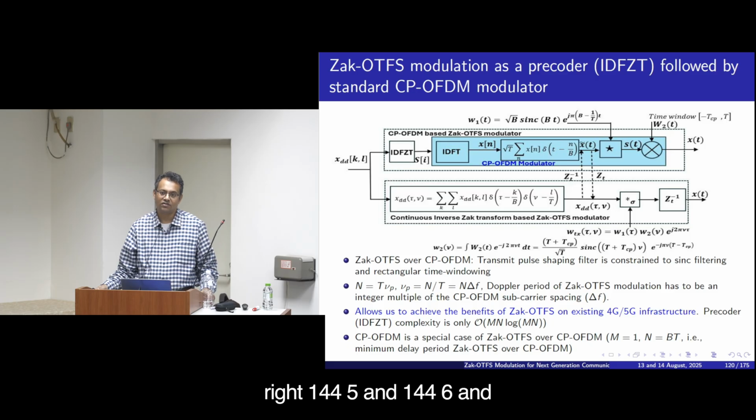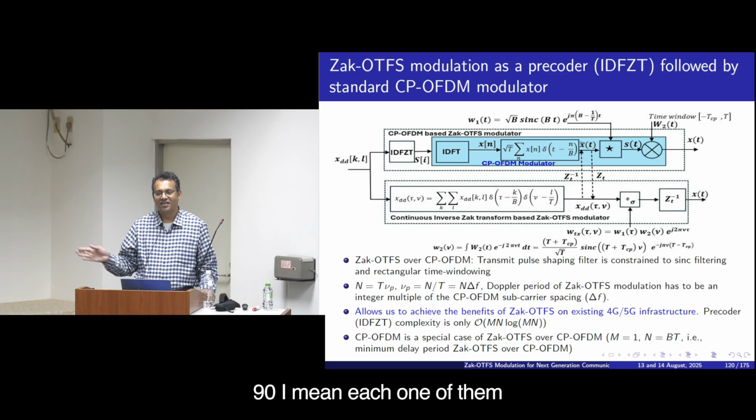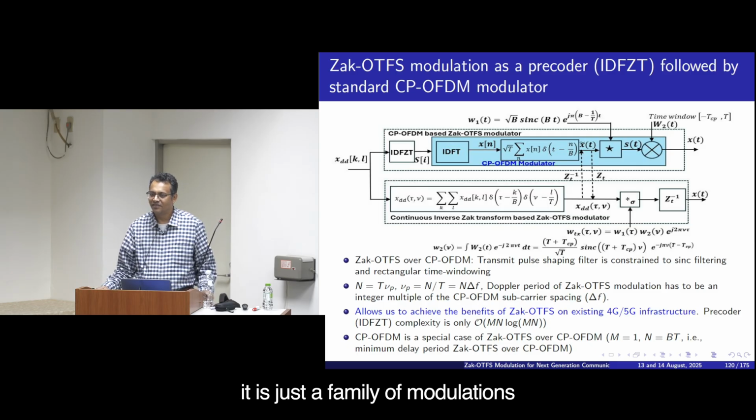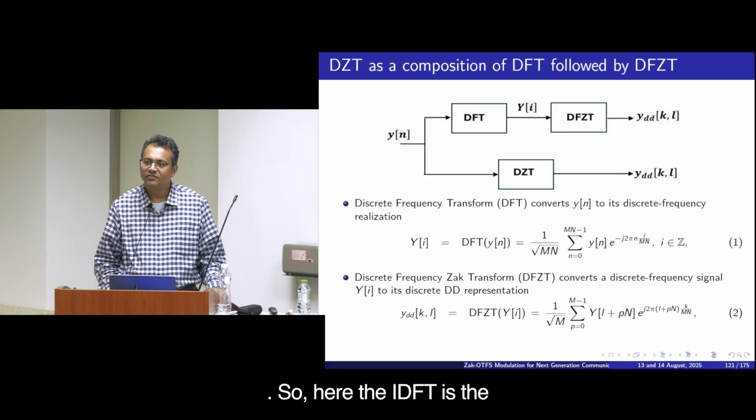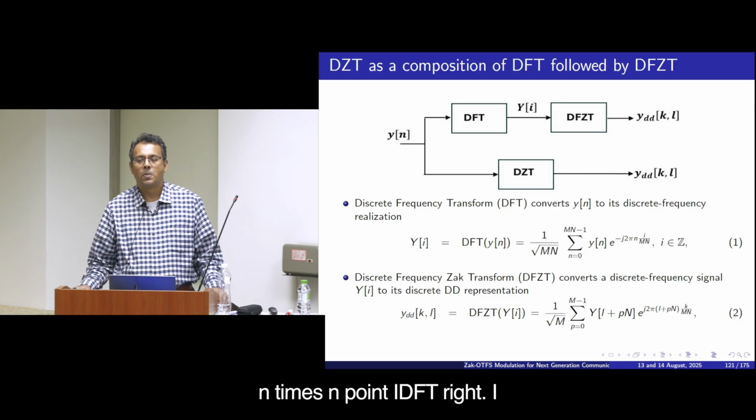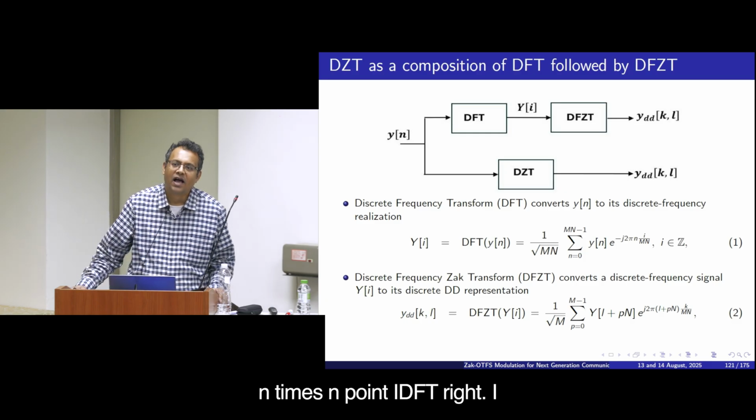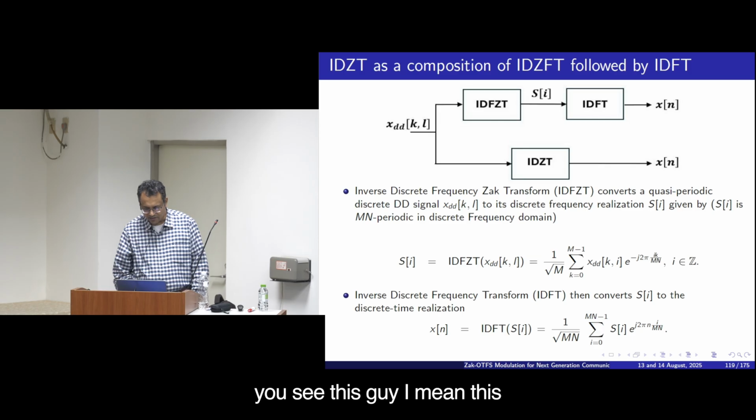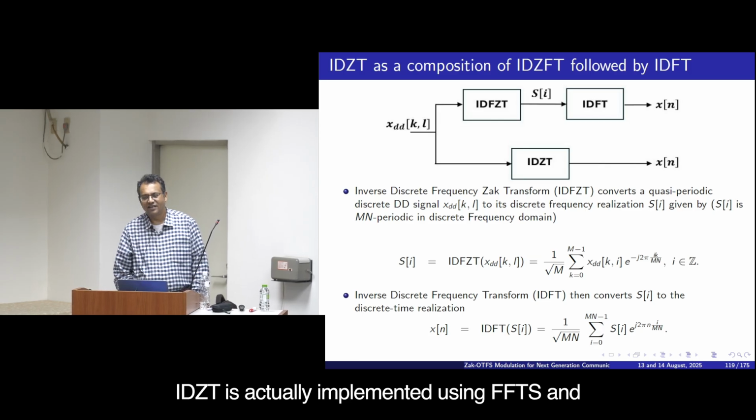5 and 144, 6 and 120, 7 is not divisible, 8 and 90. Each one of them is a different Zak-OTFS modulation, right. It's just a family of modulations. So here the IDZT is an M times N point transform, right? It's not exactly implemented like that. If you see this block, this IDZT is actually implemented using FFTs.